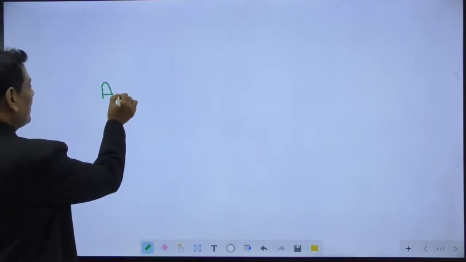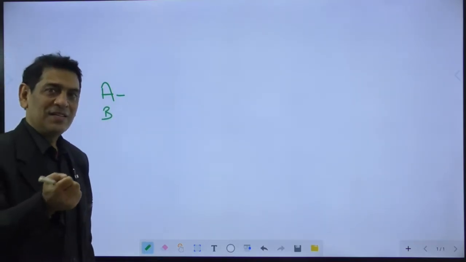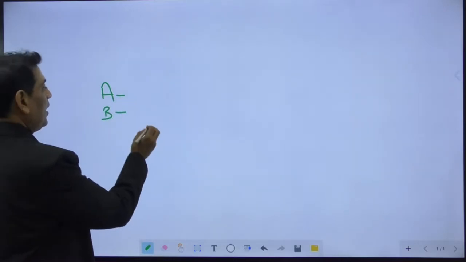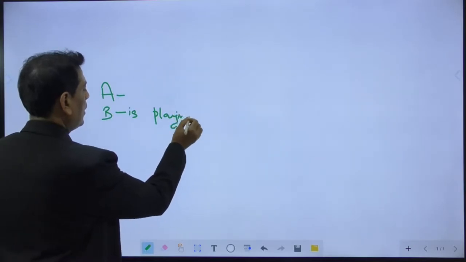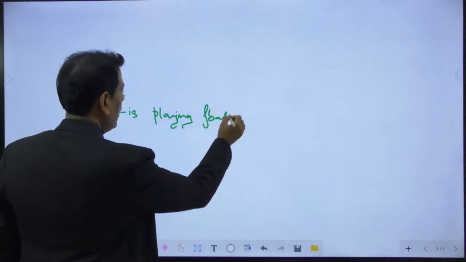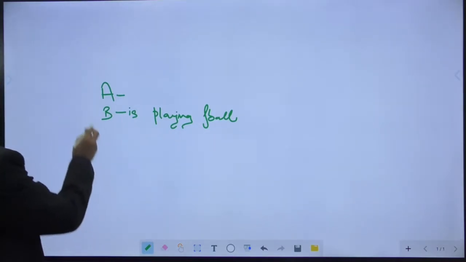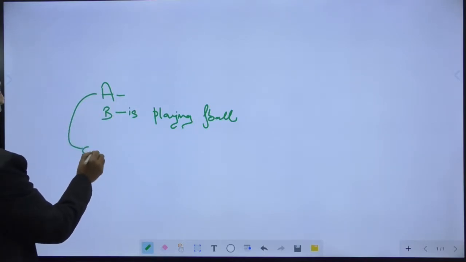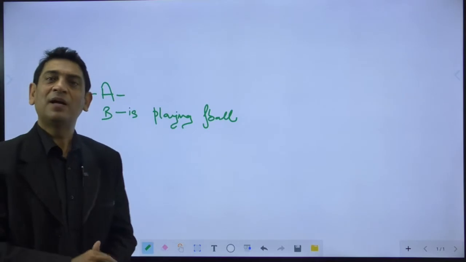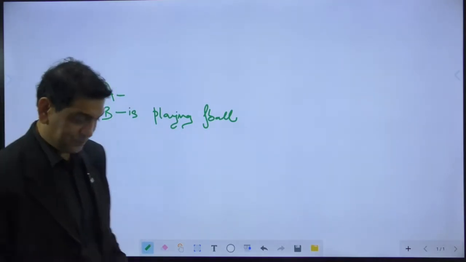I say A is there and B is there. Now understand this example. B is playing football. B is playing football. A goes to C and says, B is playing football.